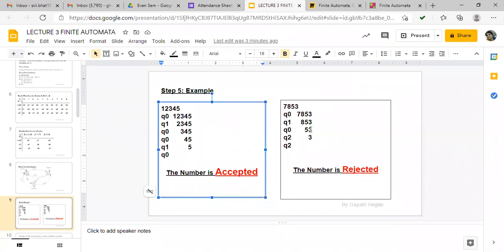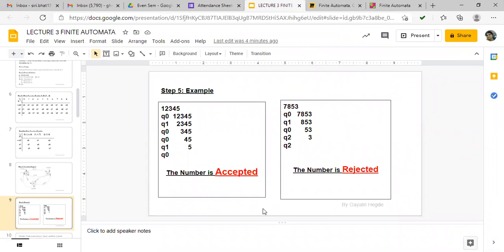You have to take two examples. One to show that the number is divisible, that is, it is accepted. And another one where the number is not divisible, so the number is rejected. The number is rejected when you get a state other than the final state. If you get the final state at the end, then the input is accepted. This was what we did in our last lecture.